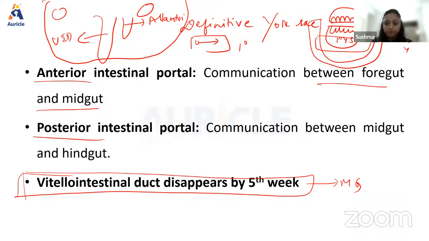When the folding of the embryo takes place, again a little bit of yolk sac is taken out. Finally, after the folding, we have the definitive yolk sac. The definitive yolk sac is what gives rise to the midgut, foregut, and hindgut. Understood the concept? Very easy, guys. If you have understood this much, then from here it becomes very easy. How does the definitive yolk sac look?